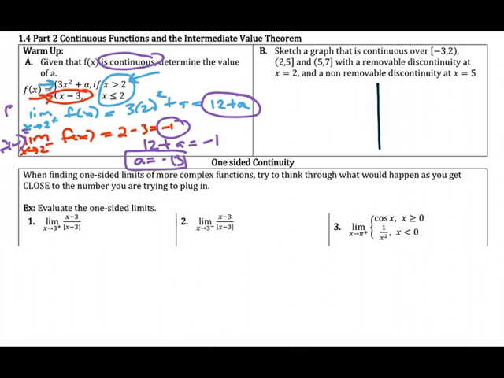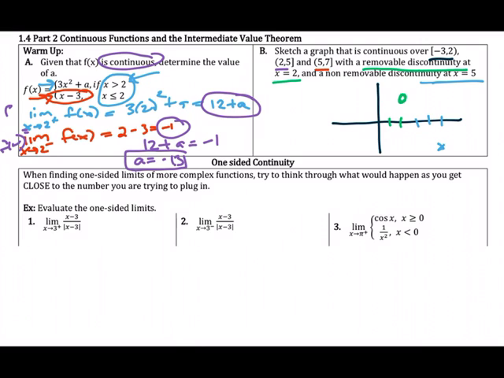So part B is asking us to sketch a graph that is continuous from negative 3 to 2, on the open interval from 2 to 5, and then from 5 to 7. But let's look at these other pieces of information. With a removable discontinuity at x equals 2, which means at x equals 2 there's a hole. That's the only removable discontinuity we have. And a non-removable discontinuity at x equals 5. So that's either going to be a vertical asymptote or a jump. So now, 3, 4, 5.